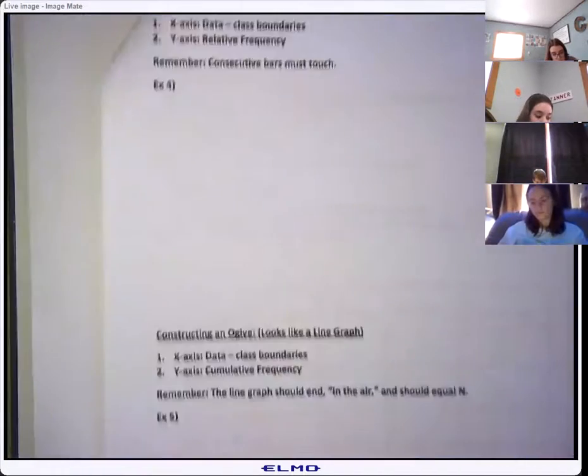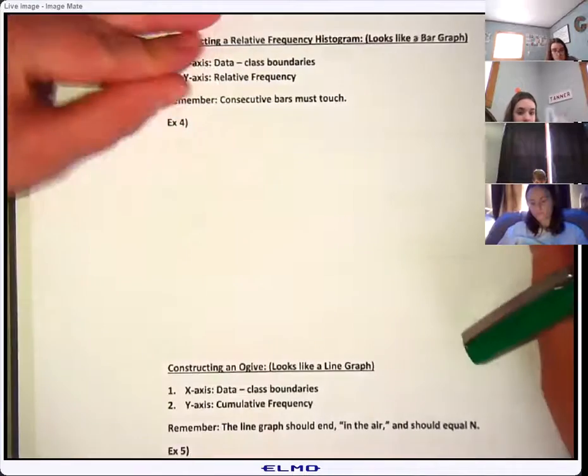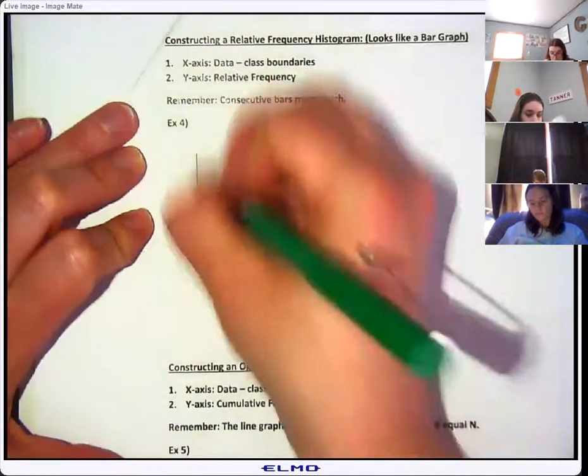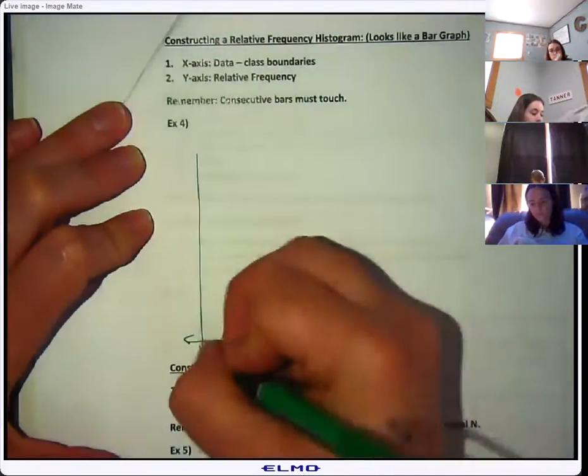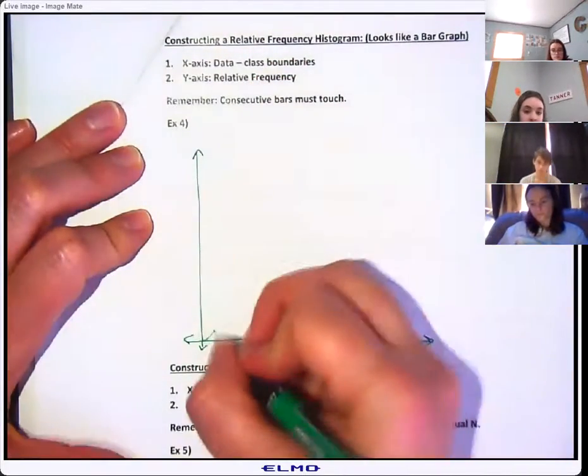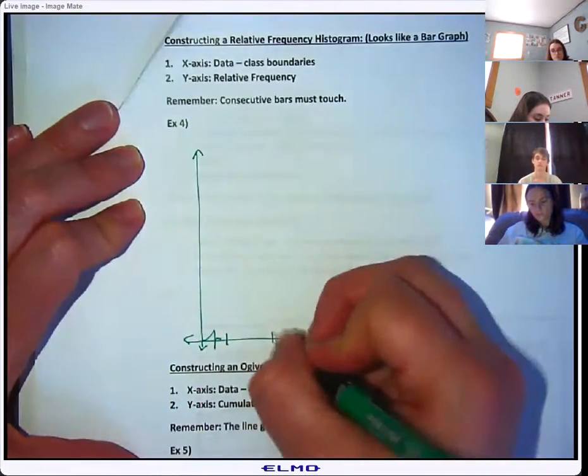All right, moving on. Relative frequency histogram. Histogram is a bar chart, and it's a bar chart about relative frequency. Can you believe that the first time we did this, it took us like weeks to do?